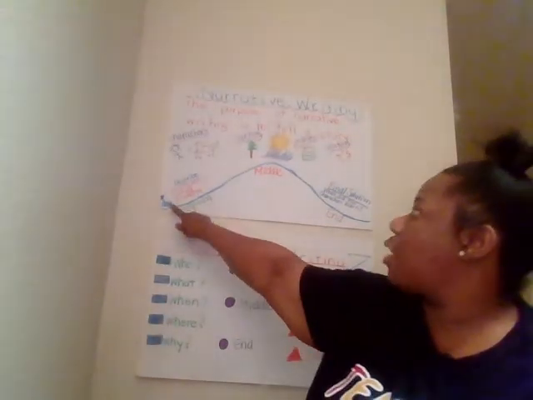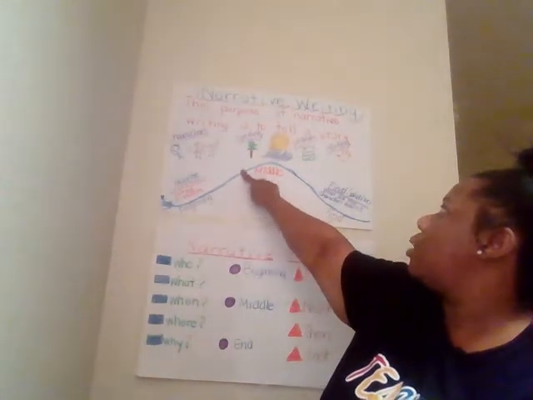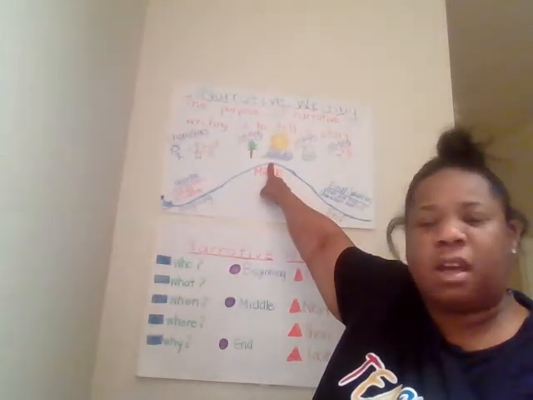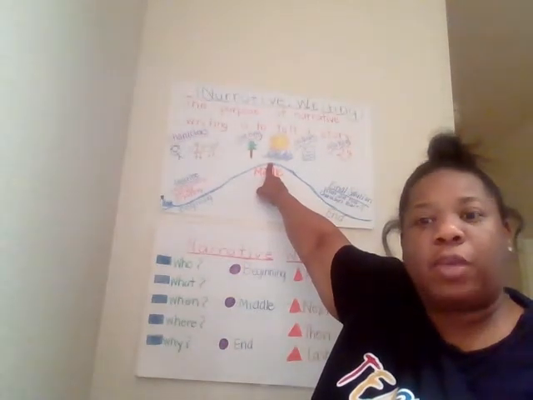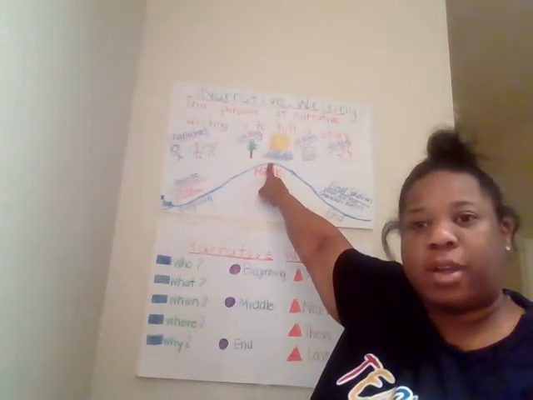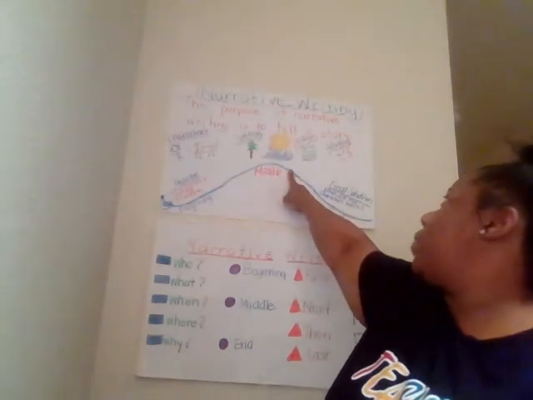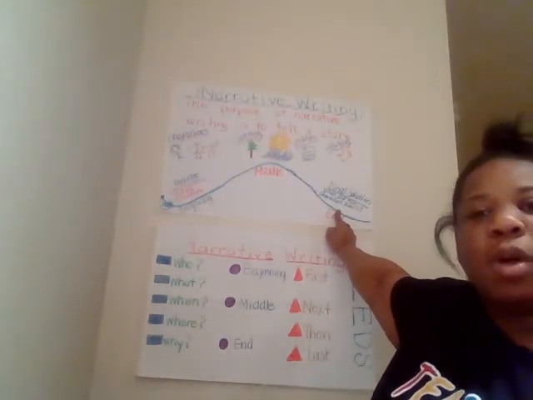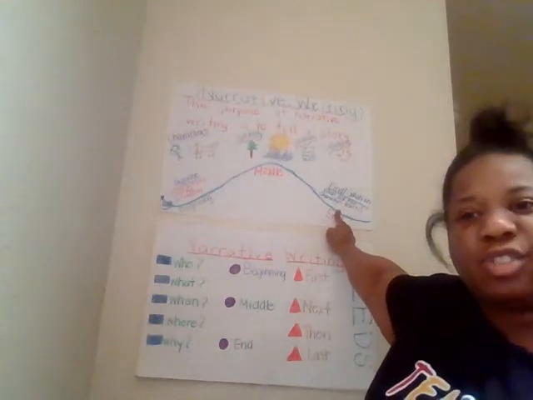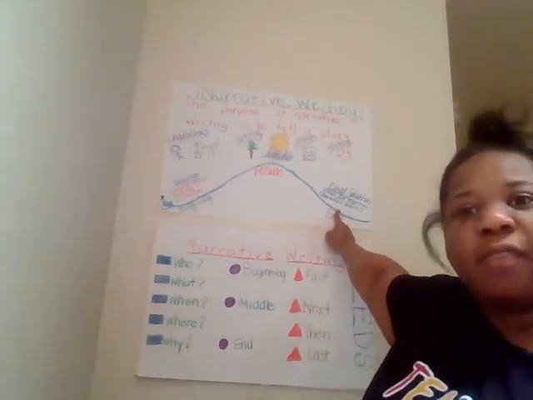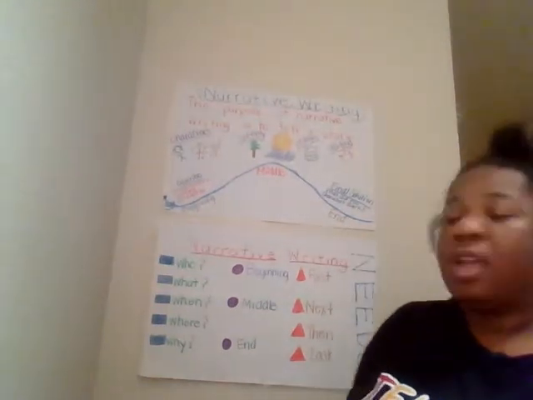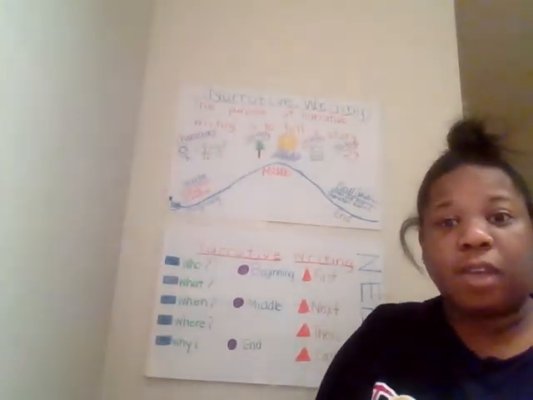As we start going up our little roller coaster, we get to the middle of the story, which is where the plot begins to unfold. We start to figure out what the main problem is in the story. As we continue, we get to our final solution. We want to know, what did the characters do? How did they solve the problem and what did they learn? So, we've gone over those things.